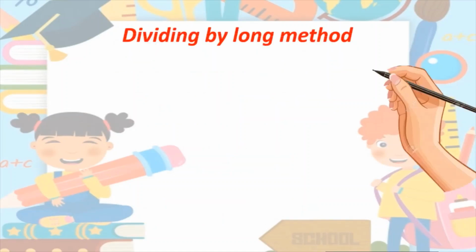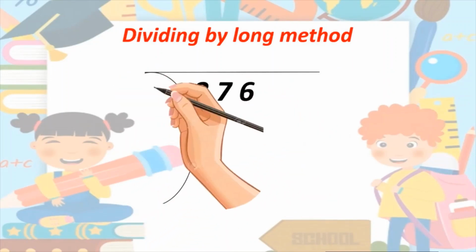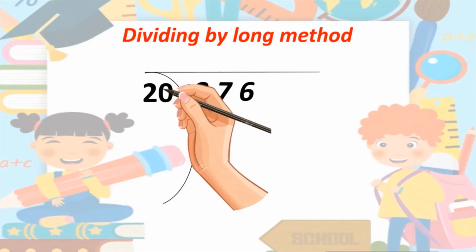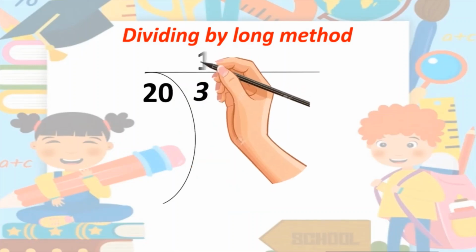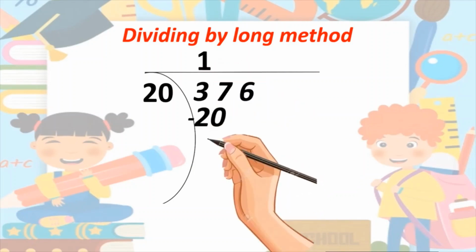Let's take the first number, 376 divided by 20. So long method is the usual method we use to divide. So here 20 is a 2-digit number. So we will consider the first 2 digits of the dividend. So here 20 ones are 20. We write it down.